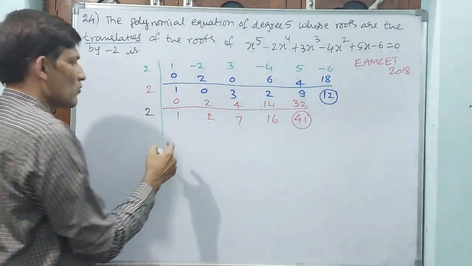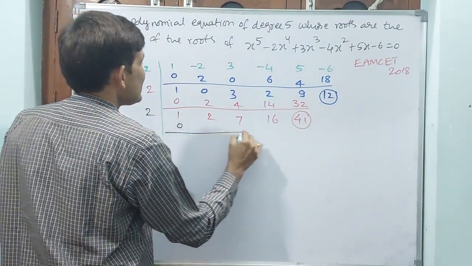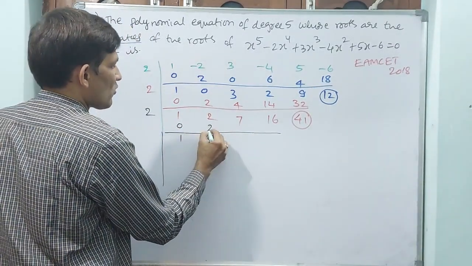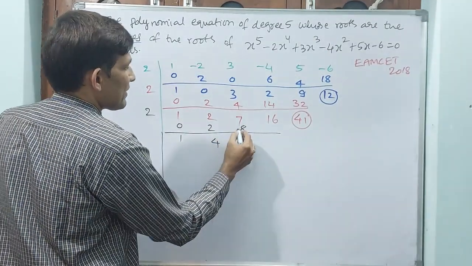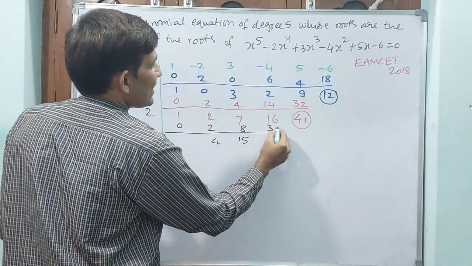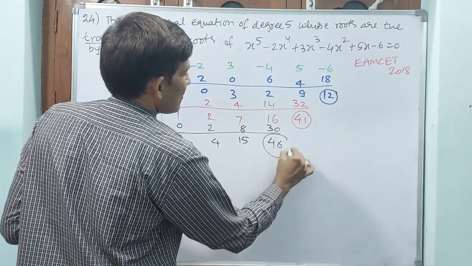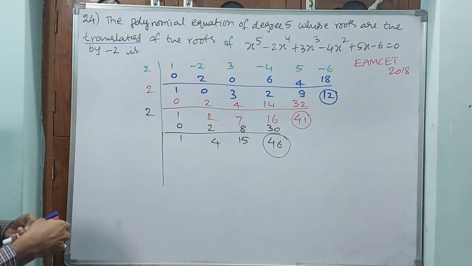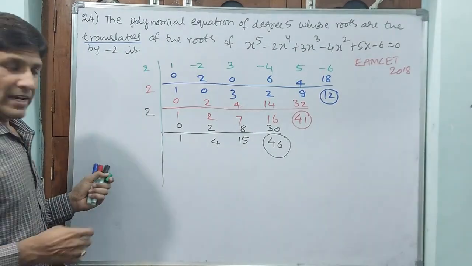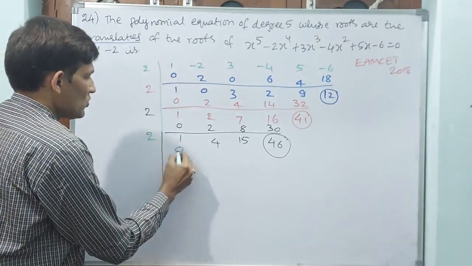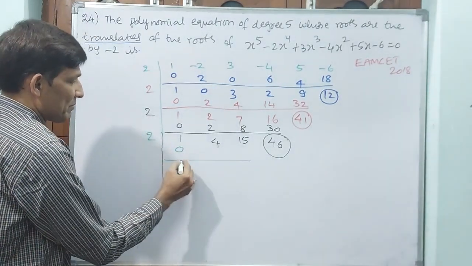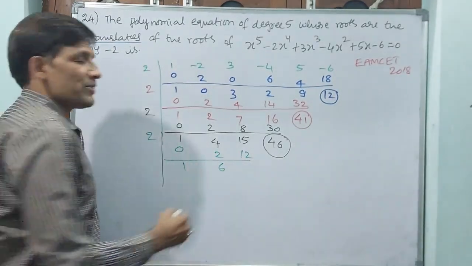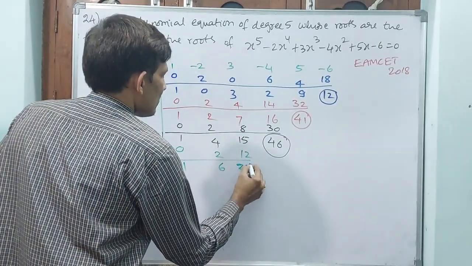All with 2 only you have to do. 2, 0, 0 up to 16. 1 plus 0, 1, 2 ones are 2, 2 plus 2, 4, 2 fours are 8, 8 plus 7, 15, 2 fifteens are 30, 30 plus 15, 46. Round it. Understand? Now again with 2. 2, 0, 0 up to 15 only. 1 plus 0, 1, 2 ones are 2, 2 plus 4, 6, 2 sixes are 12. 12 plus 15, 27. Round it.